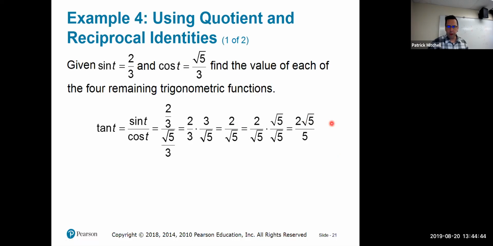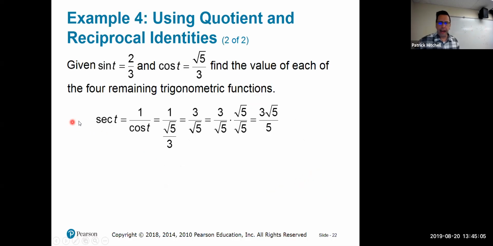Let's see, next will probably be the, oh, okay, not what I was going to guess. The cosecant of t, the cosecant is the reciprocal of the sine. The reciprocal of 2/3 is 3/2. That one's pretty simple. Next we have the secant. The secant is the reciprocal of the cosine. The reciprocal of root 5 over 3 is 3 over root 5. And then if I rationalize the denominator, I get 3 root 5 over 5.